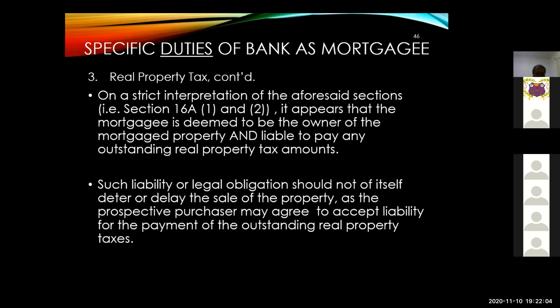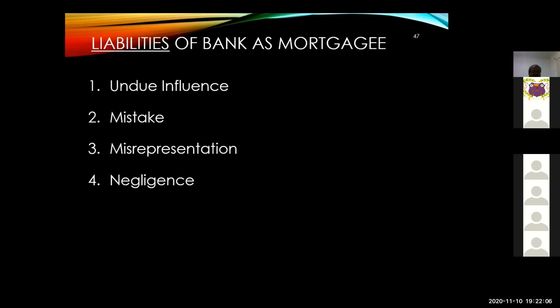Okay. So again, earlier I alluded to talking about negligence and also misrepresentation in giving advice. But let's look at the first one first, undue influence. Then we'll look at the mistake, and then we'll look at liabilities by looking at misrepresentation and negligence. So first of all, undue influence.